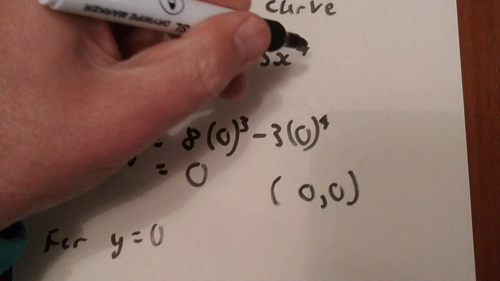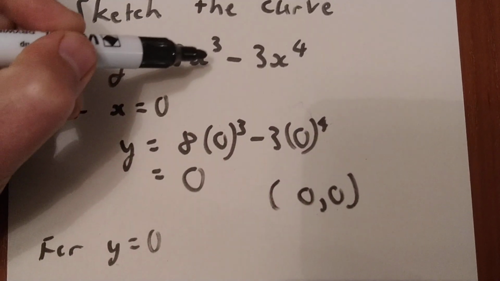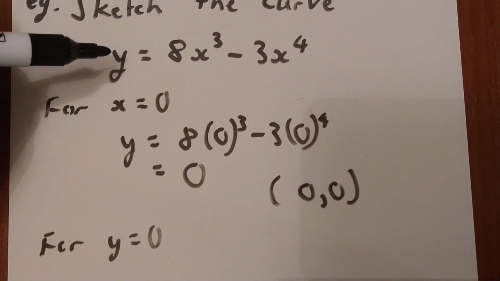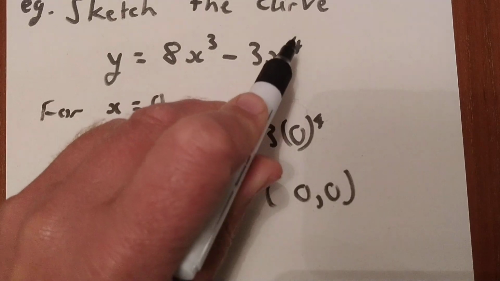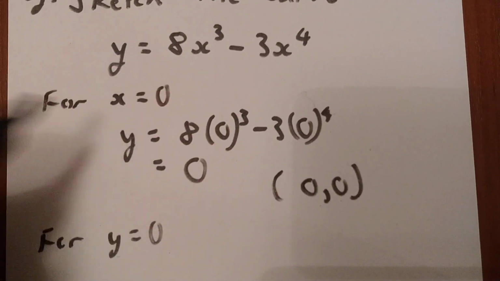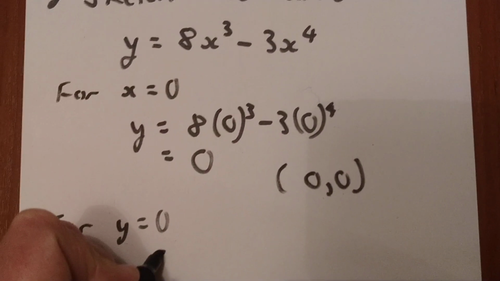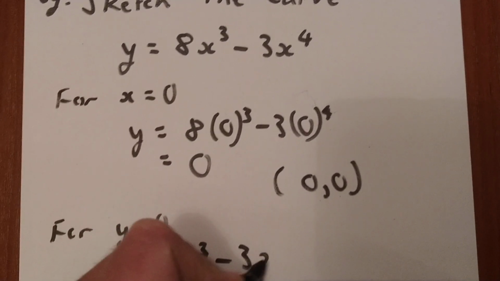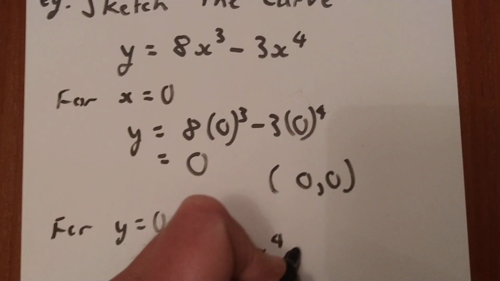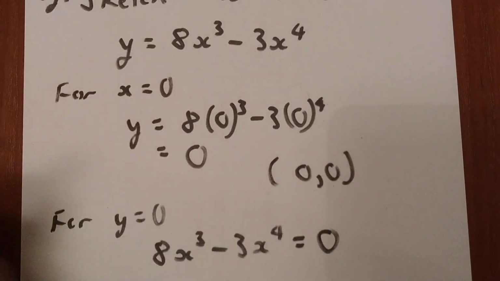So again, I'm going to go with this equation, but instead of putting x as 0, I'm going to say that y is 0. That means my 8x cubed minus 3x to the 4 equals 0. And I'm going to write it that way around so I can solve it. So 8x cubed minus 3x to the 4 gives me a y value of 0.